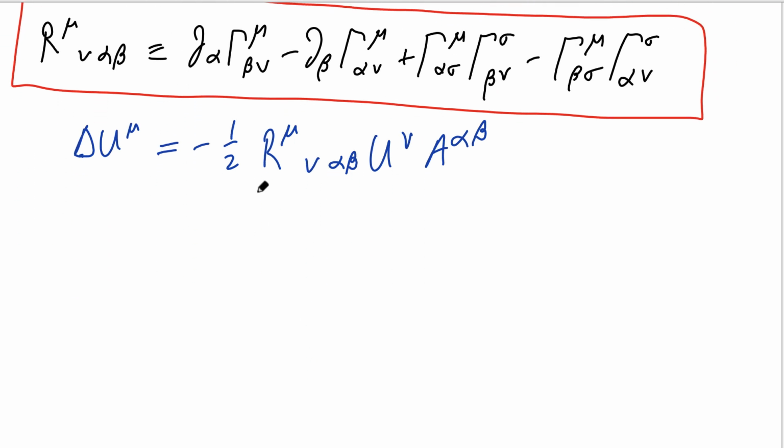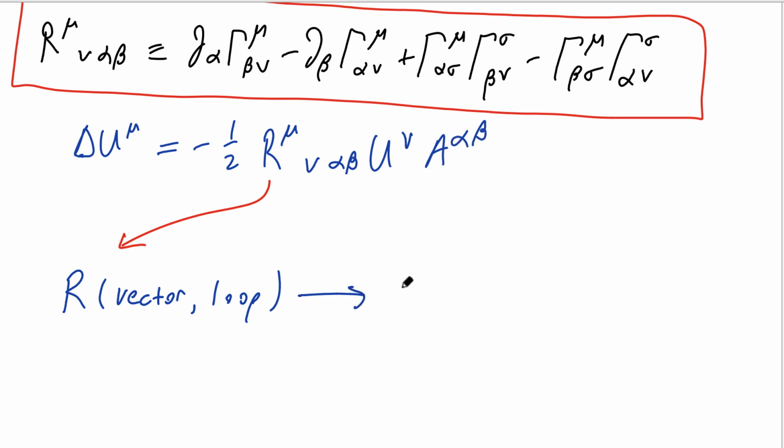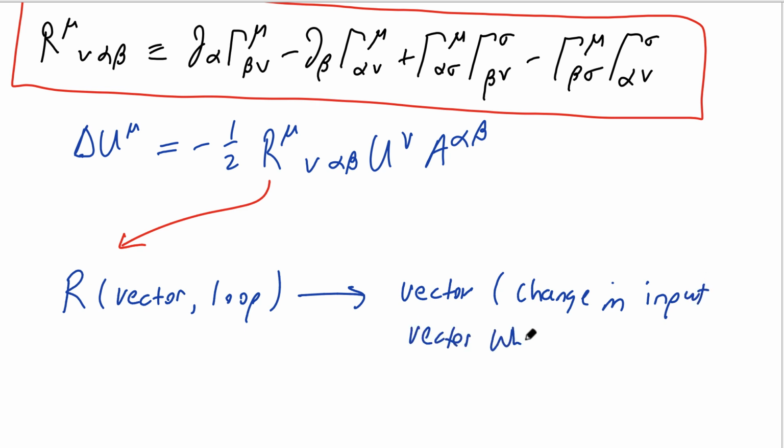So we can interpret the Riemann tensor as a machine, and it takes as its inputs a vector, that's the vector u, and a loop defined by this antisymmetric tensor A, and the output is a vector δu, and that's interpreted as the change in the input vector when it is parallel transported around the loop.